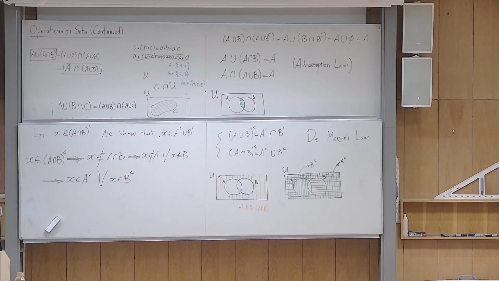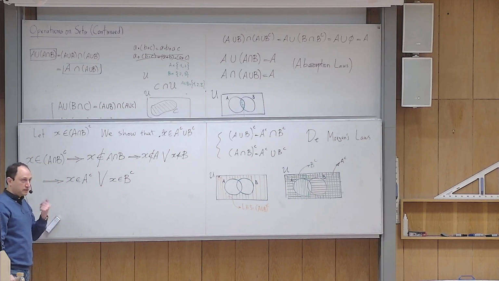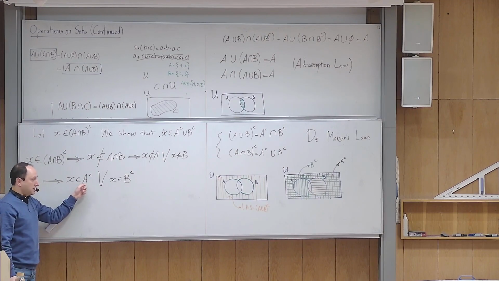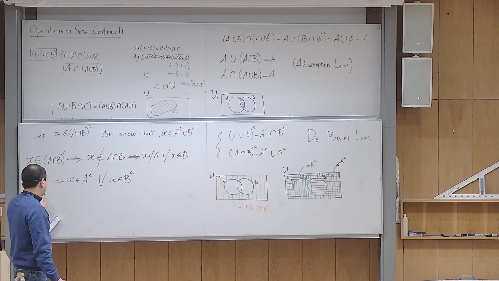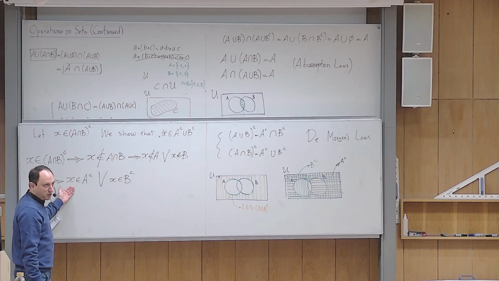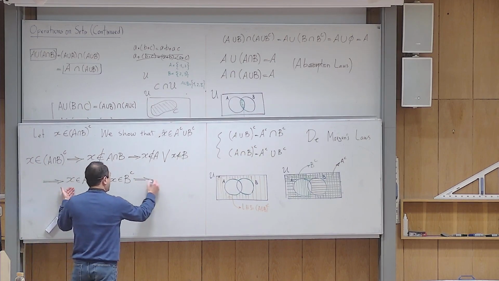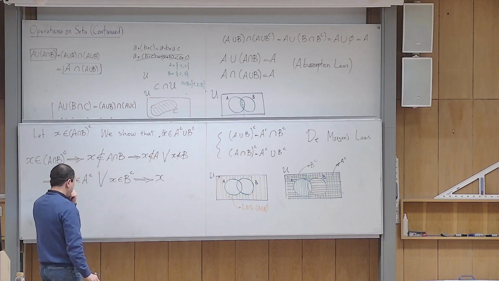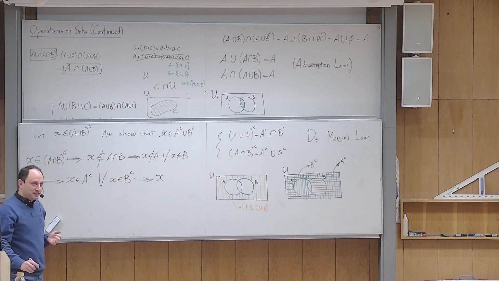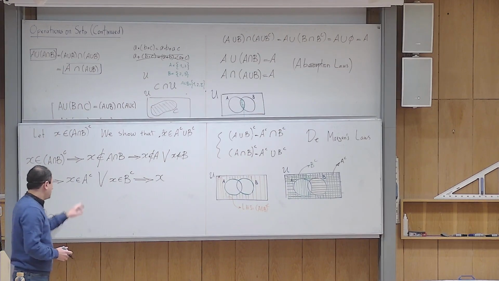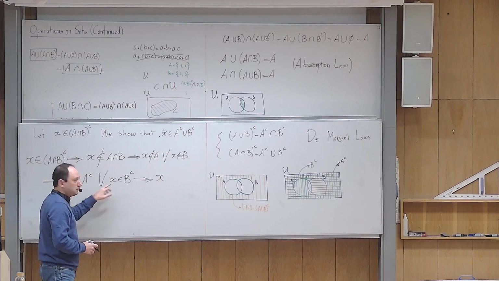Now let us interpret this again. X is in one set or X is in another set. So where is this X then? I want to write some set which is guaranteed to contain X. What is that set? Universal. Of course, universal is more than that. A complement union B complement.